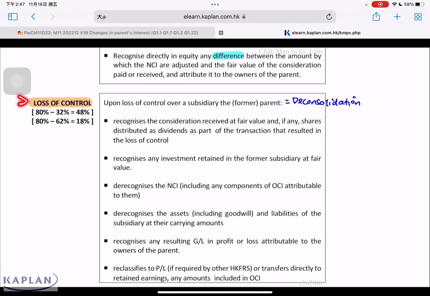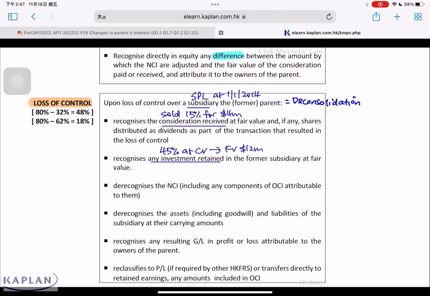Over here, when the control is lost, can I use this to answer the question just now? You cannot just copy, you must apply to the question. Upon loss of control over SPL at 1st Jan 2014, use the dates. Recognize the consideration received at fair value. We sold the 15% for $4 million. The remaining interest is the 45% at carrying value. You must adjust to the fair value of $12 million.